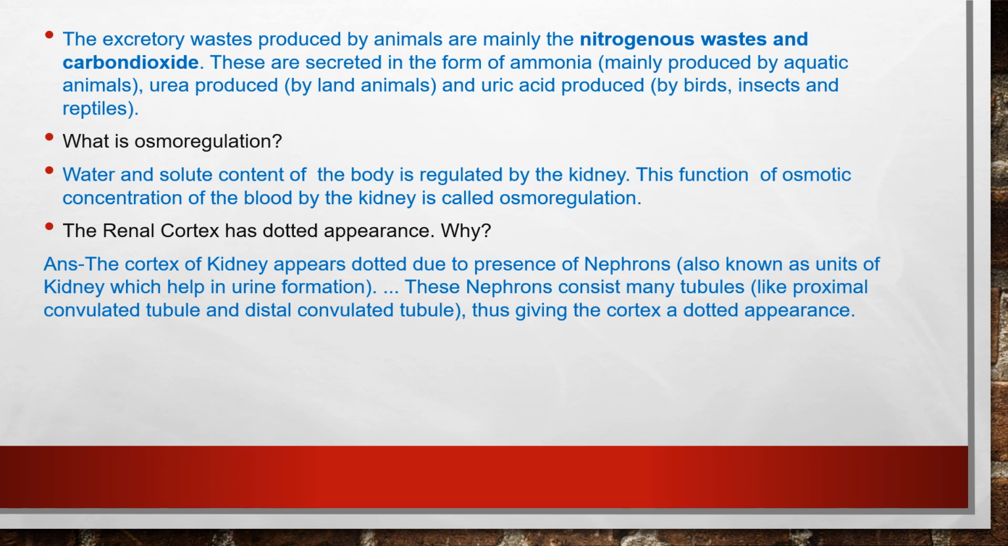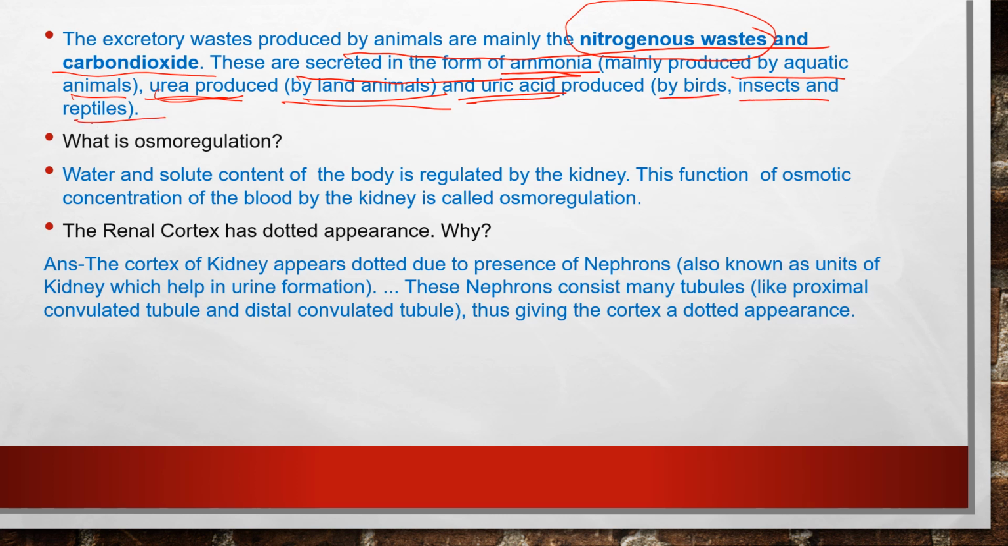The excretory wastes produced by animals are mainly nitrogenous wastes and carbon dioxide. So what are these nitrogenous wastes? They are secreted in the form of ammonia. Who is secreting ammonia? The aquatic animals secrete ammonia. Urea is another, which is formed by the land animals, and uric acid is produced by birds, insects and reptiles. So urea is produced by land animals, and uric acid is produced by birds, insects and reptiles.